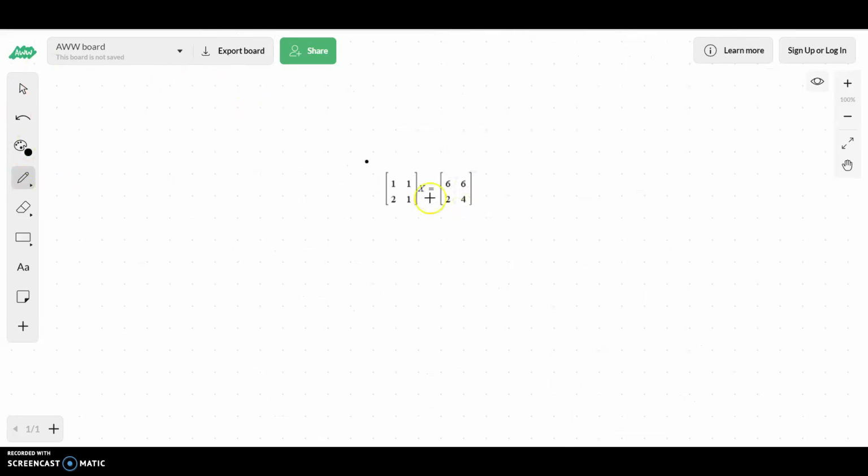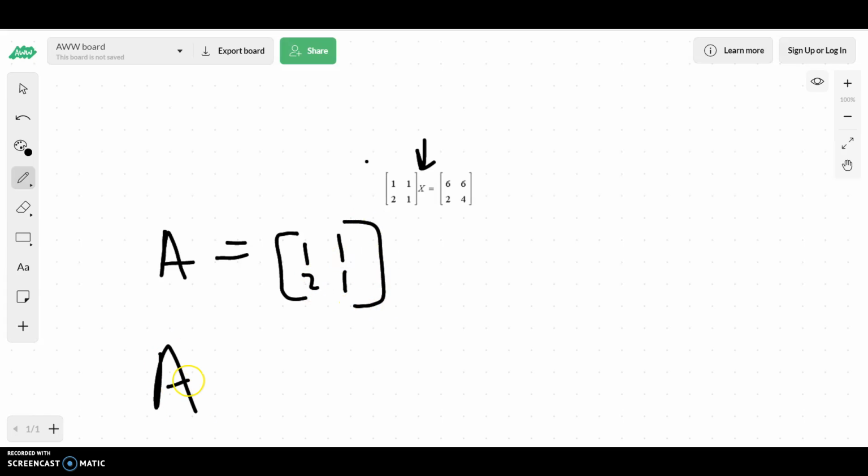Okay, so for this matrix problem, we want to get x by itself. If you remember from before, from matrices, you can't divide a matrix. Like this is times x, so we'd like to divide a matrix. Unfortunately, we can't divide a matrix. So what you want to do is you want to take the inverse of this matrix right here. So let's call this matrix A. And we would like to take the inverse of that matrix A.